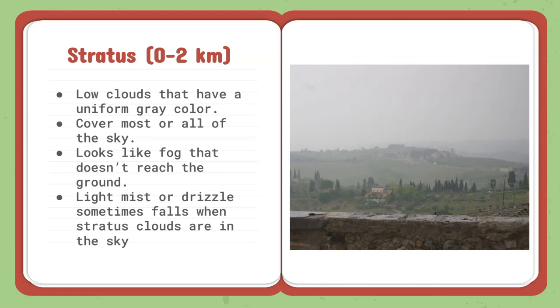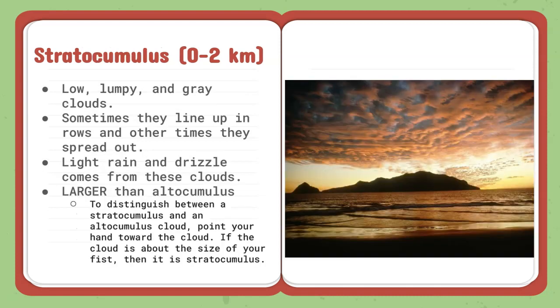So typically these are not associated with great weather. And they can be associated with a light mist or drizzle when they're in the sky. So they can bring a little bit of precipitation. The next type of low-level cloud, the second, I should say, is the stratocumulus cloud. Again, 0 to 2 kilometers.